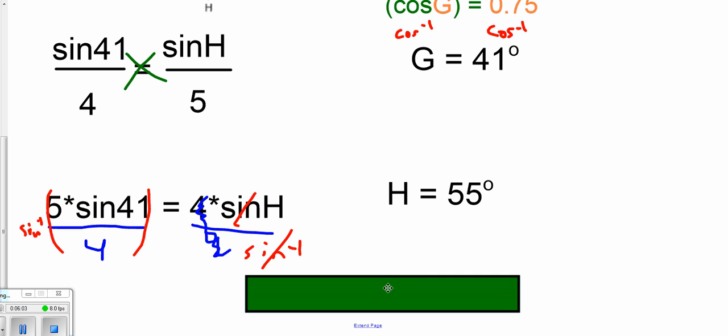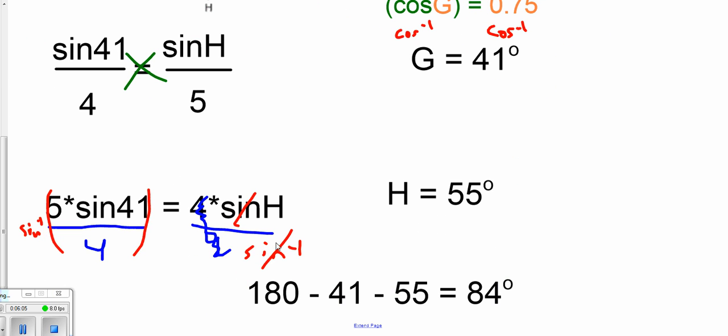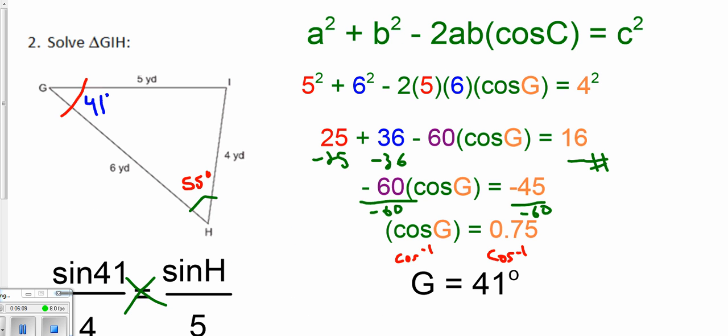And to solve for our last piece, we just take 180 minus 41 minus 55, and we get 84 degrees. So this last one is 84. And now we've solved for the triangle. We know every single piece of it.